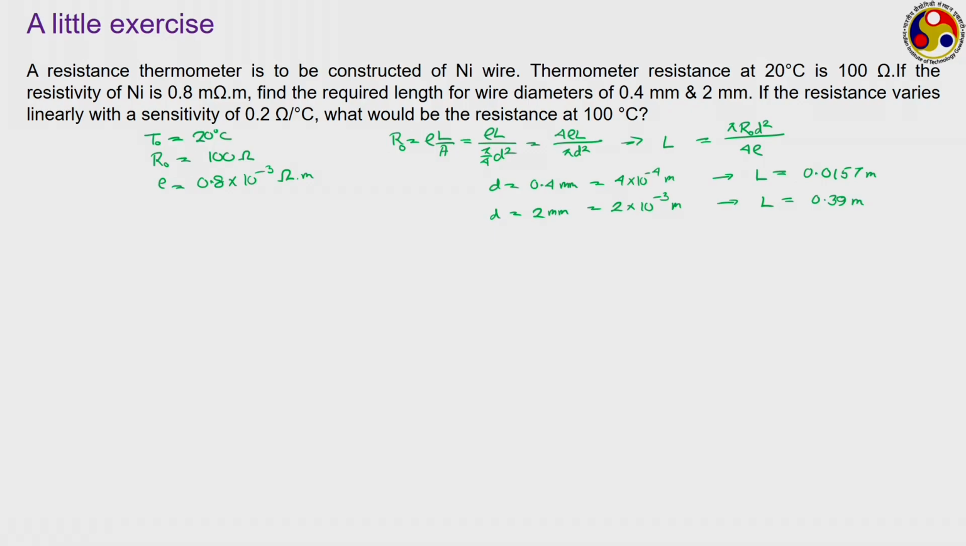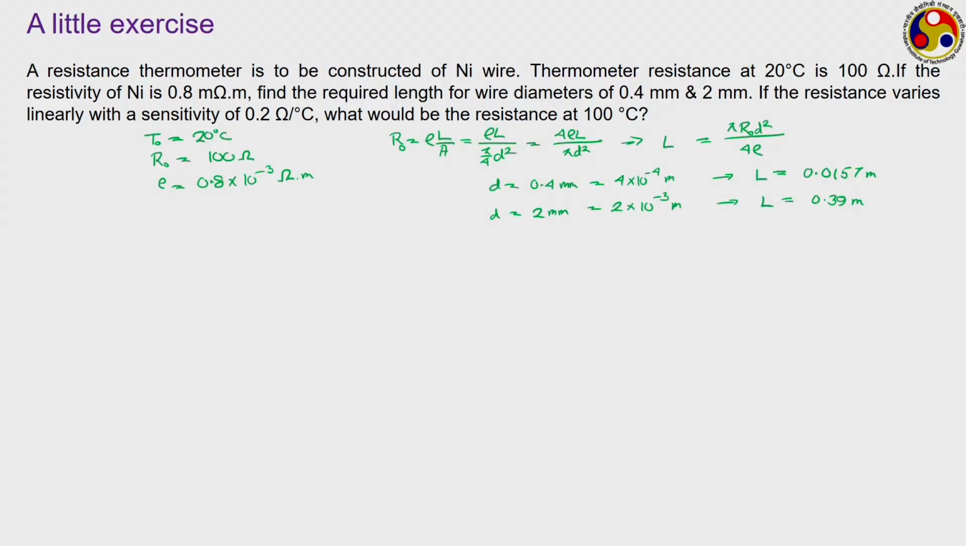So you can see that with change in the value of this diameter, how drastically the corresponding length required changes. And generally we always want the size of the sensor to be very small, so that we can get quite local measurement, and also the bulk of the device is much smaller. So it is essential that we use wires of very small diameter. Like in the first case, where the diameter is just 0.4 millimeter, only a 15 mm length is sufficient, whereas in the second case we need a much larger length, about 39 centimeter, which is significantly larger compared to the first case. However, the diameter is increased only 5 times.